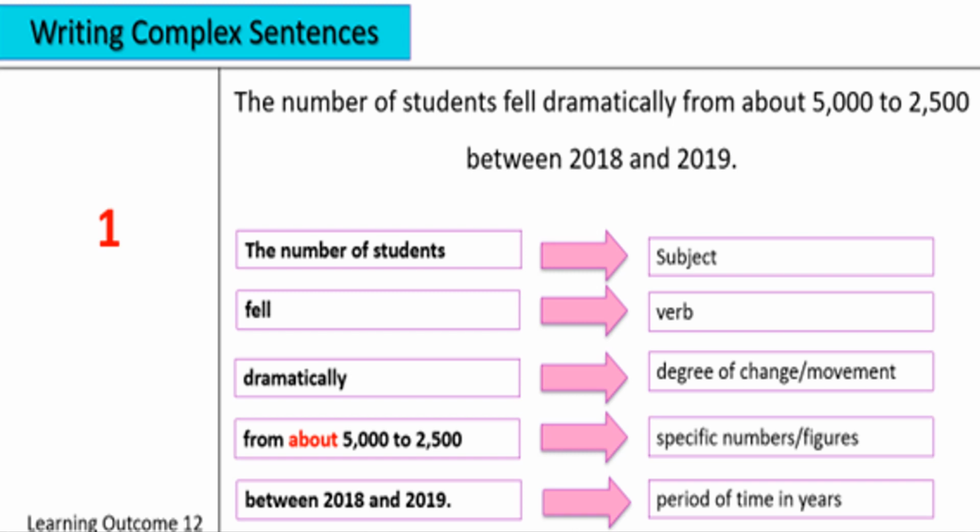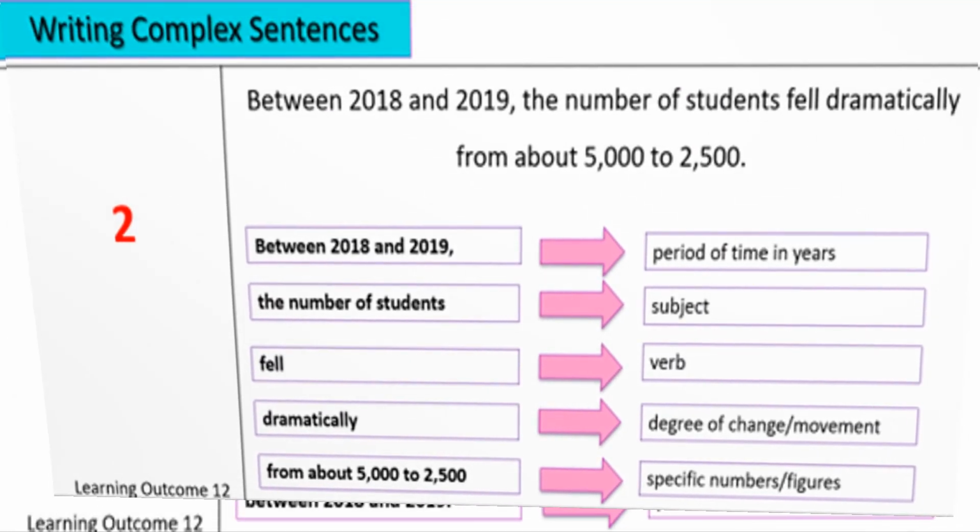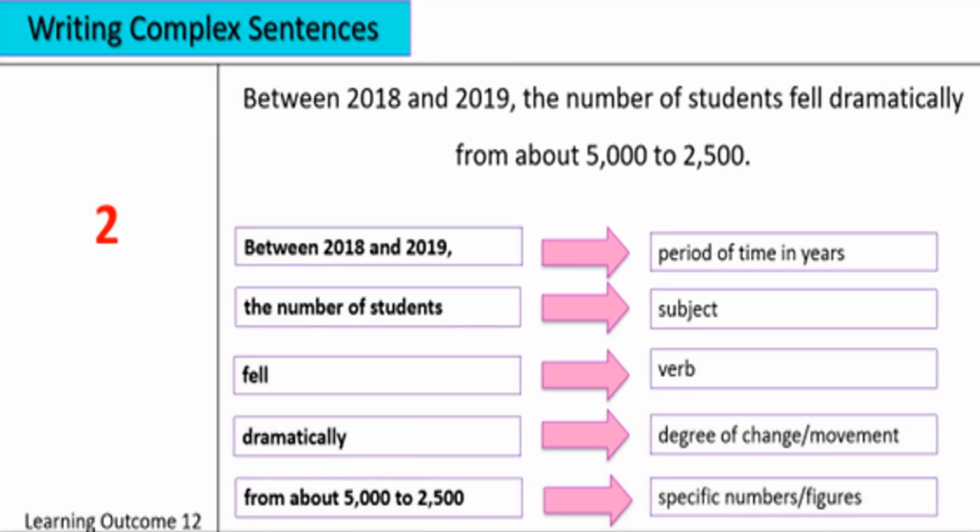Now let's look at the second sentence. This second complex sentence structure is where we start the sentence with the time period. Okay, there we started with the subject. Now we are starting with the time period. So first you will write the time period, when. When did it happen? Between 2018 and 2019, between January and February, between Sunday to Thursday, anything. So time period you have to write down.